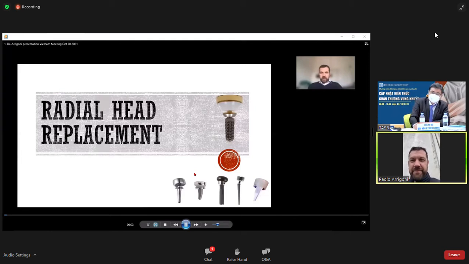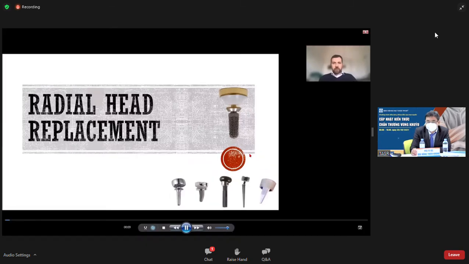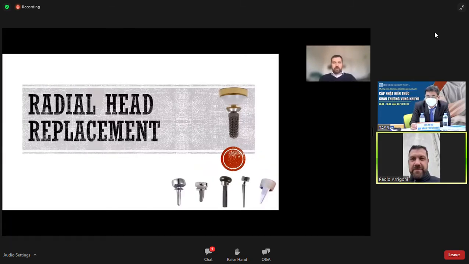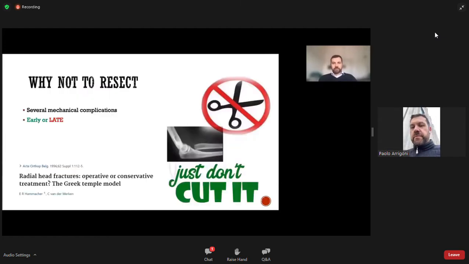Today we are here talking about radial head replacement. During the day, you will see two presentations. This one is going to be more on general principles of why and how to do a radial head replacement. Then you will see more technical tips and tricks on how to generally implant a radial head, and more specifically about a specific model of radial head.